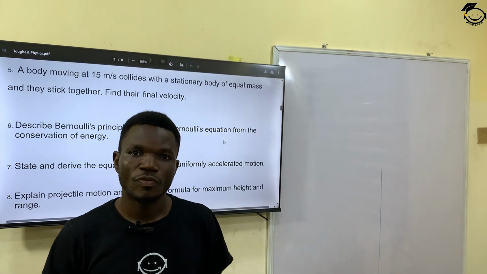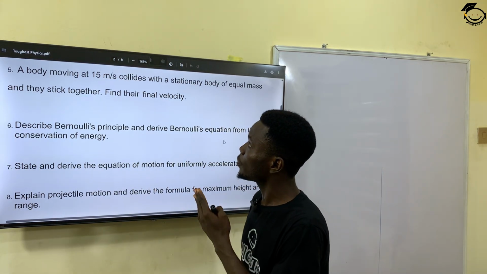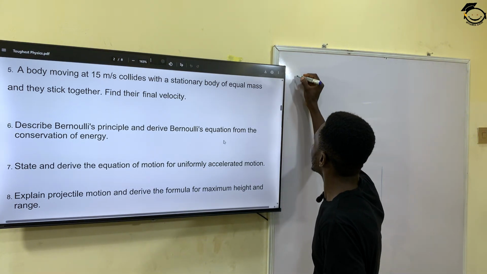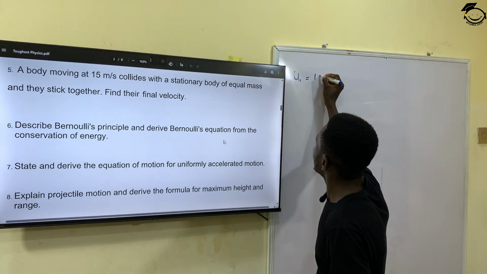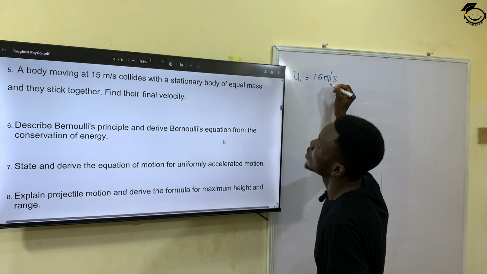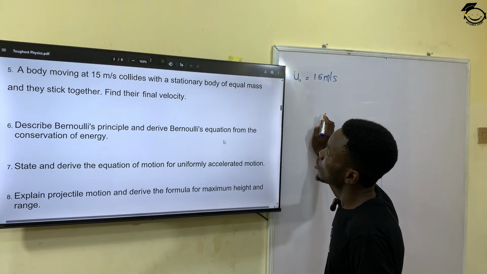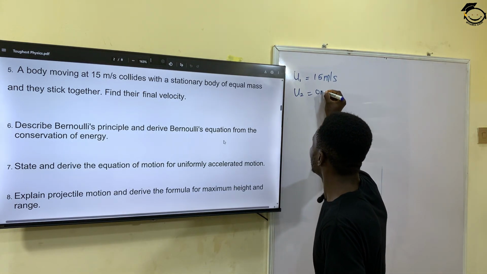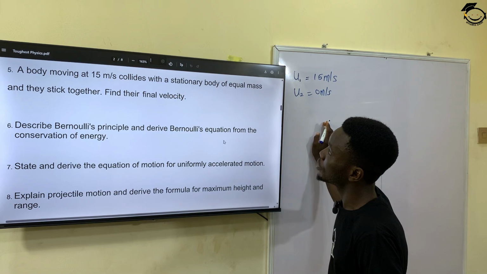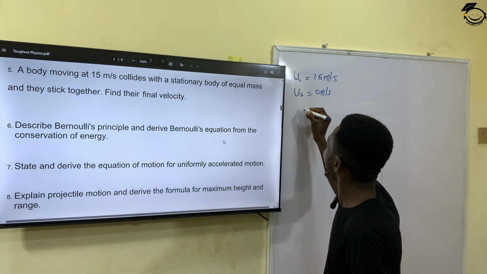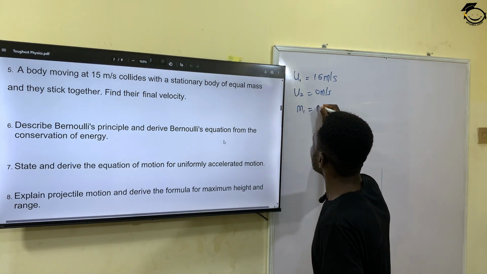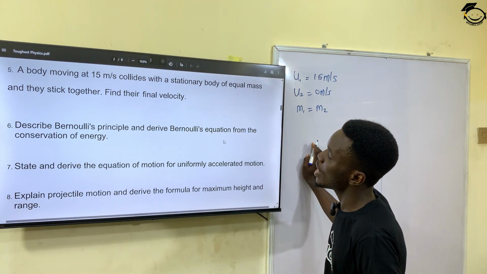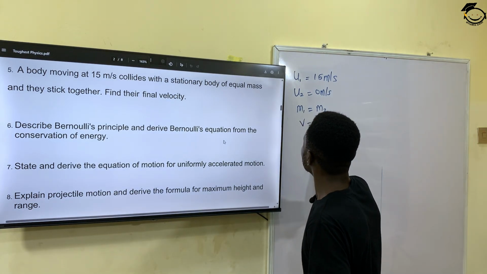That takes us to question number 5, which says a body moving at 15 meters per second collides with a stationary body. So the initial velocity of that body is 15 meters per second. Because the second body is stationary, our u2 is 0 meters per second. Of equal mass, so m1 is equal to m2. They both have the same mass, and they stick together. Find their final velocity. So our v is unknown.